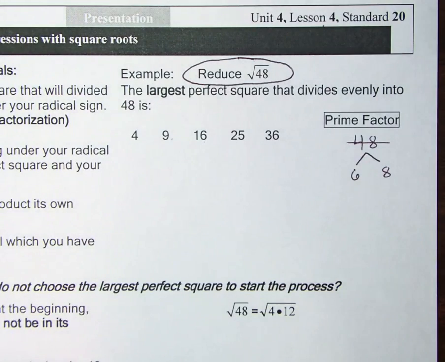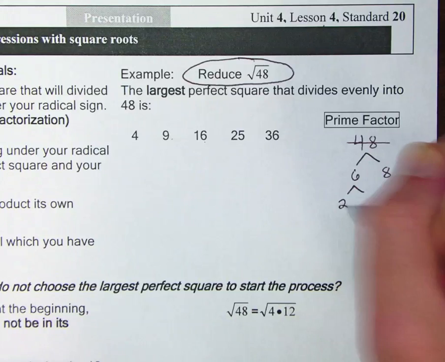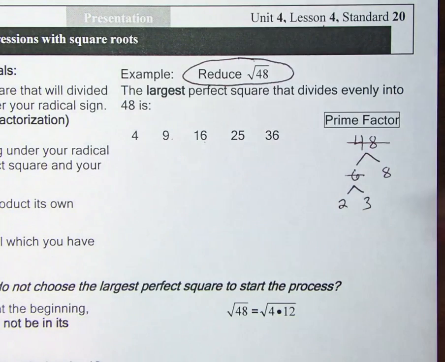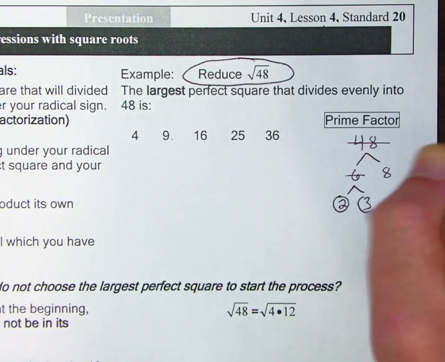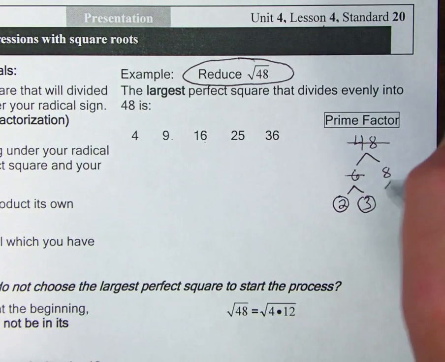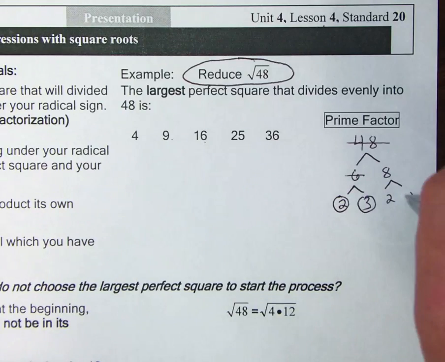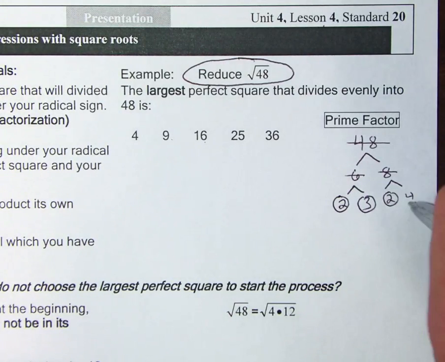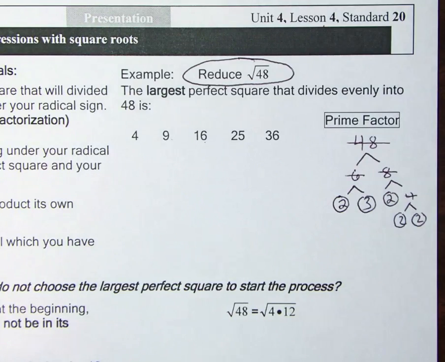But I can keep breaking these down. What times what is 6? 2 times 3. Okay, these are prime. I can't break them down anymore except for 1 times 2 and 1 times 3. What about 8? 8 breaks into 2 and 4. 2 is prime. 4 breaks into 2 and 2. These are all prime. This is called prime factorization.